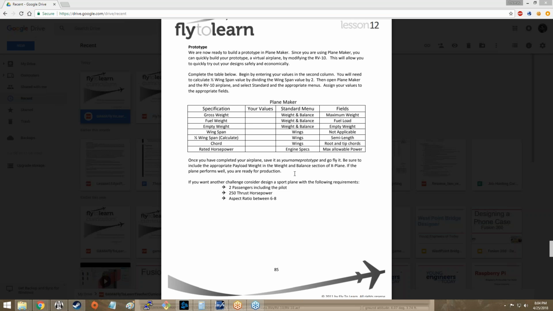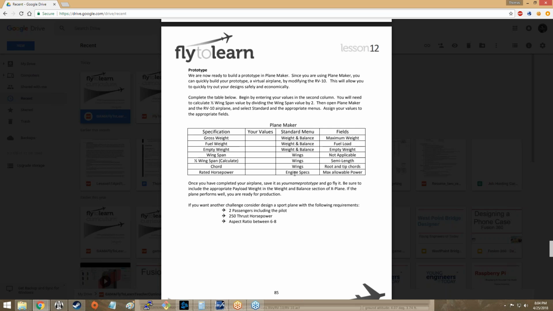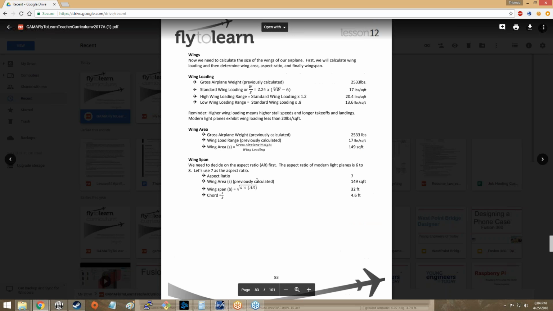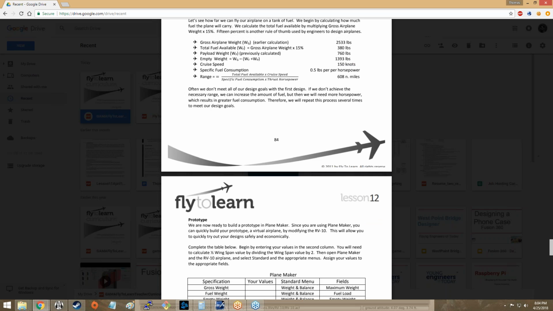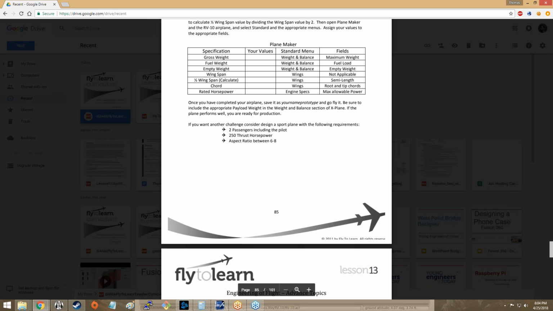So as I understand it, you guys have gone through most of Lesson 12. You've actually designed your own plane and flown it, and now we're ready to move on. But first, we're going to start it off with a challenge, and I'm going to give you guys about 30 minutes to work on this challenge.